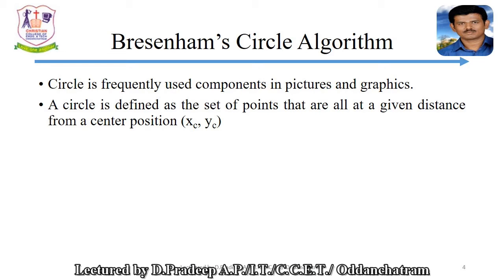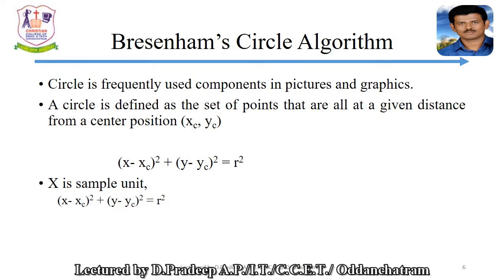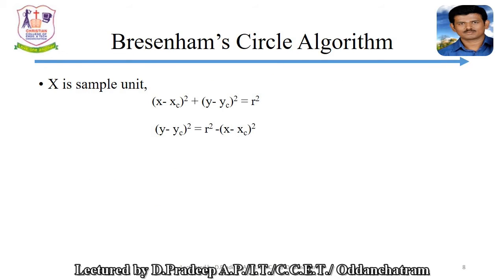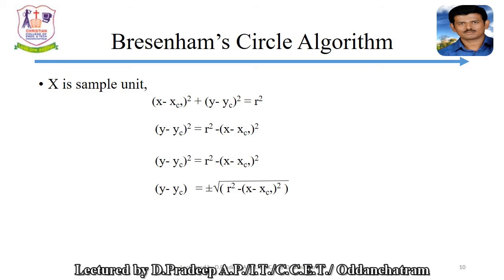xc, yc. The circle equation is (x minus xc) the whole square plus (y minus yc) the whole square equal to r square. If we need to find a boundary point of the particular circle, take it as x comma y, so we need to know any one coordinate, that means either x or y. Here the x is the sample unit. From this equation we have to find the corresponding y coordinate.